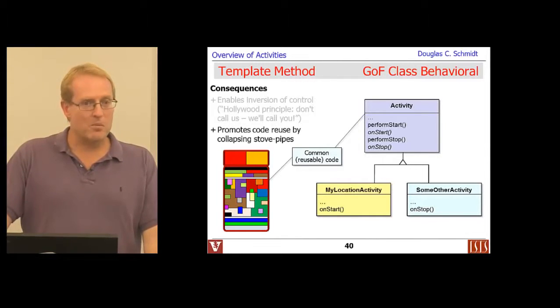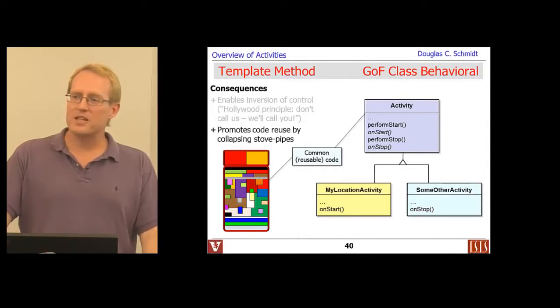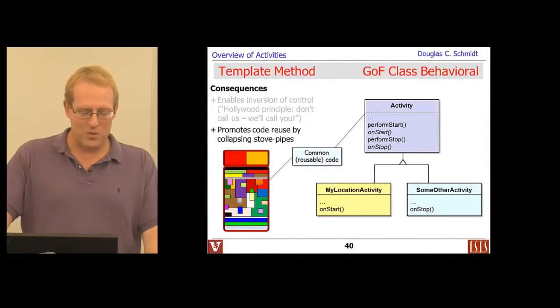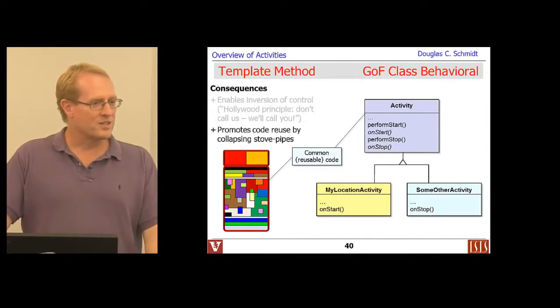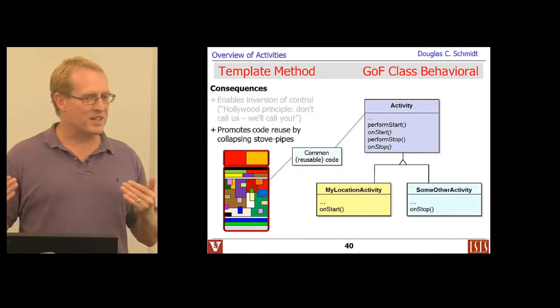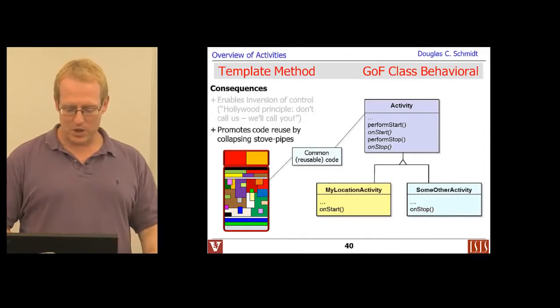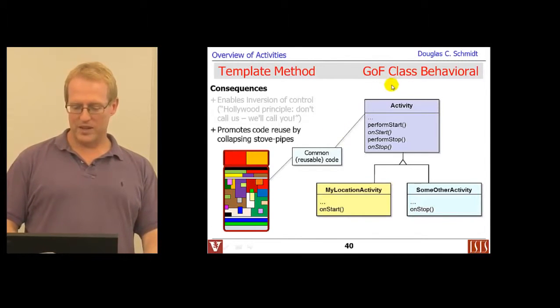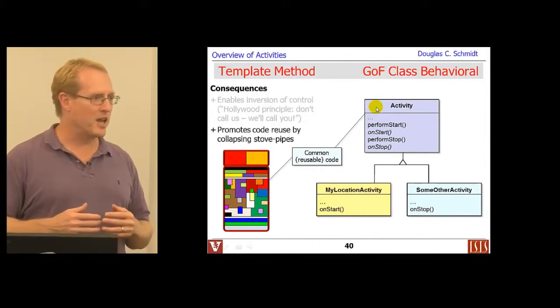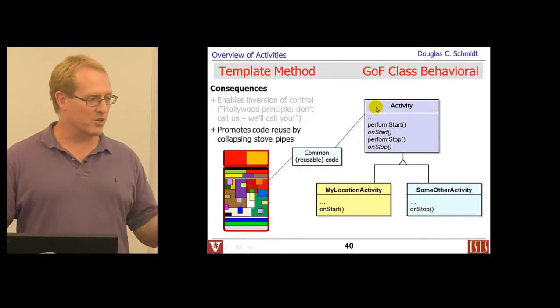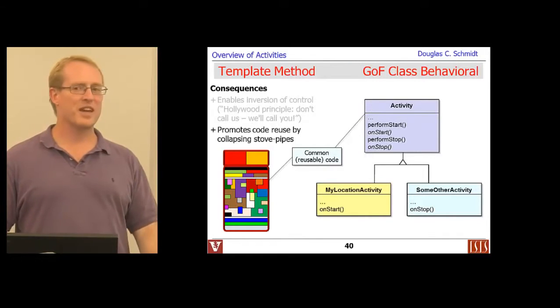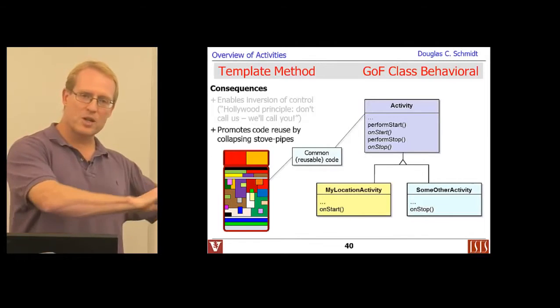Another very important consequence of applying this pattern is that it helps to enhance code reuse by collapsing stovepipes. This particular example doesn't illustrate that in enough detail, but the basic idea is that lots and lots of code, namely all the code that is part of the activity implementation and all the other things used to run an app in the context of Android, are all reusable. They're all stuck into the framework.